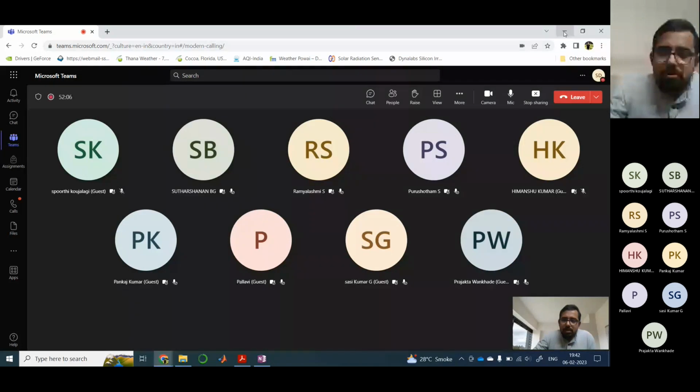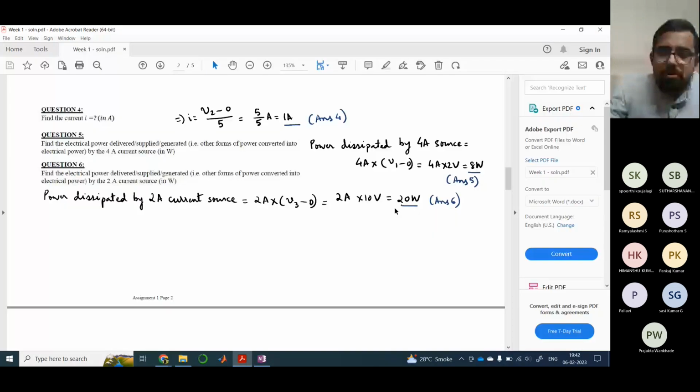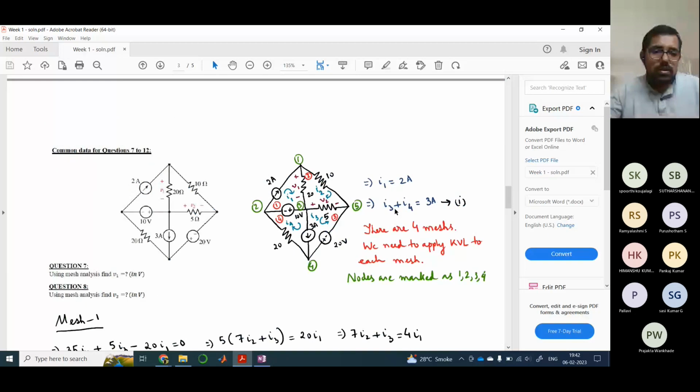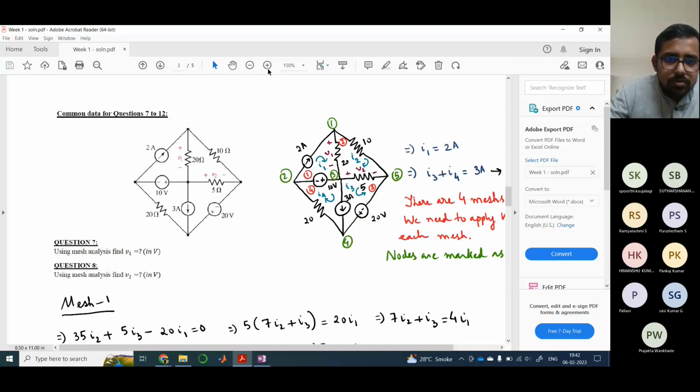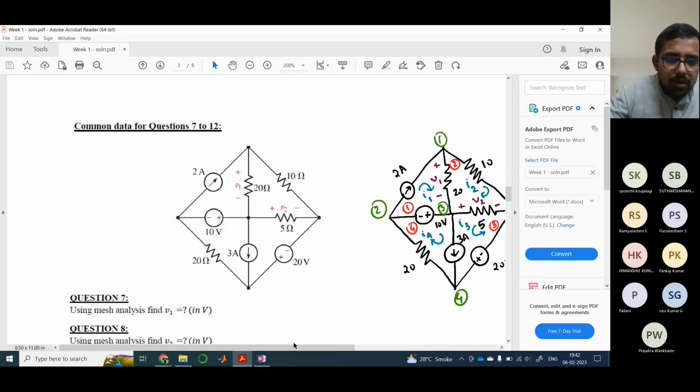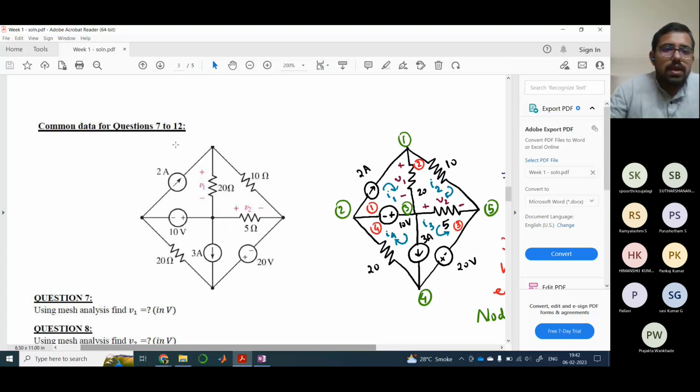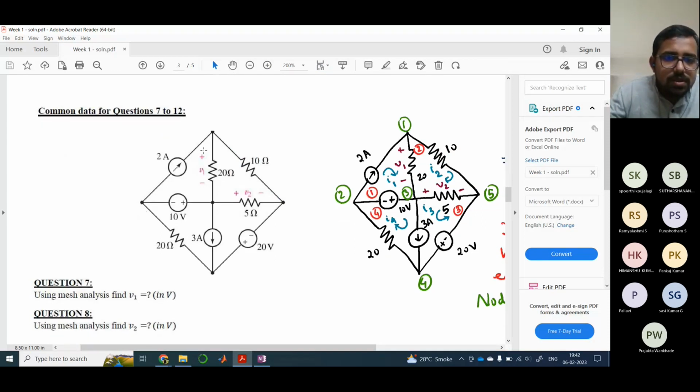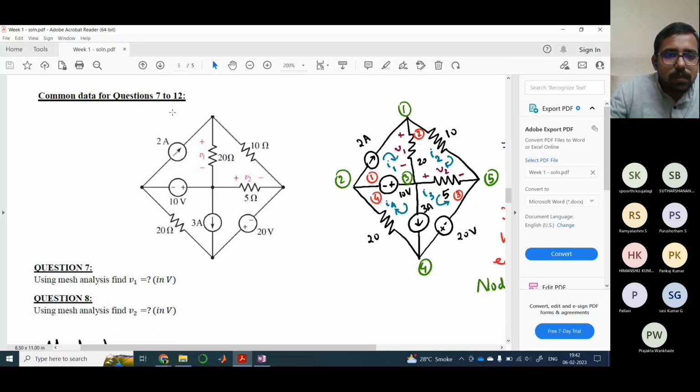Okay, if anyone doesn't have any doubt, now let us go to the last part. This is the circuit here. These are some common data questions, obviously, basically from 7 to 12. In every assignment, you will be expecting around 10 to 12 questions per assignment.